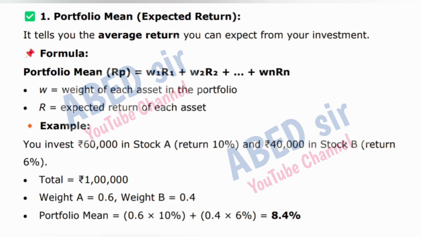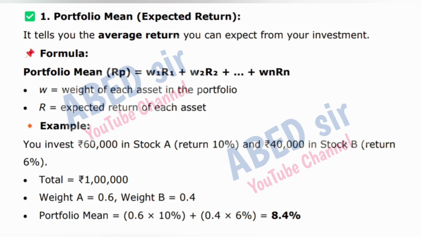It tells you the average return you can expect from your investment. Formula. Portfolio mean, RP, is equal to W1R1 plus W2R2 plus up to WNRN. W is equal to weight of each asset in the portfolio. R is equal to expected return of each asset.